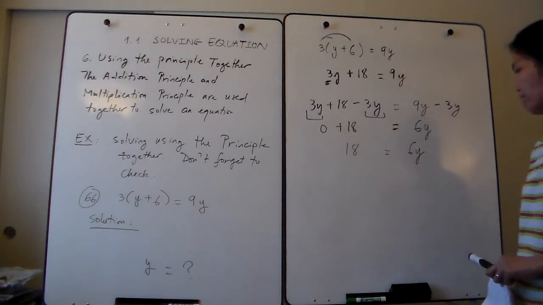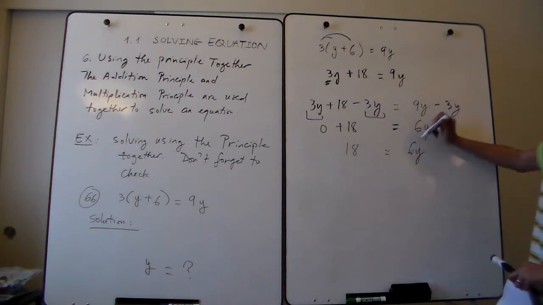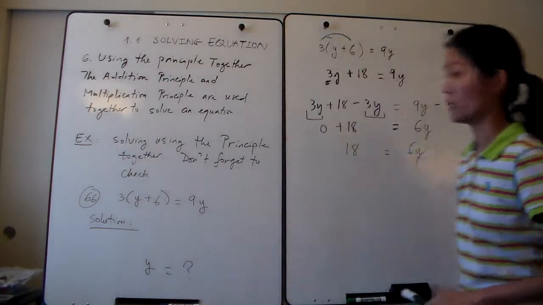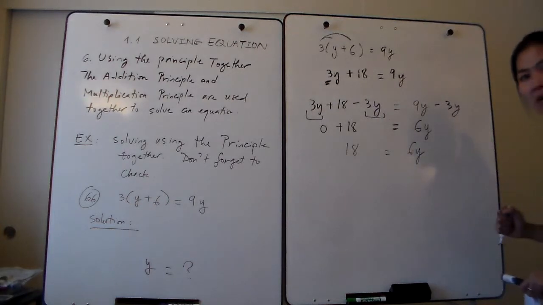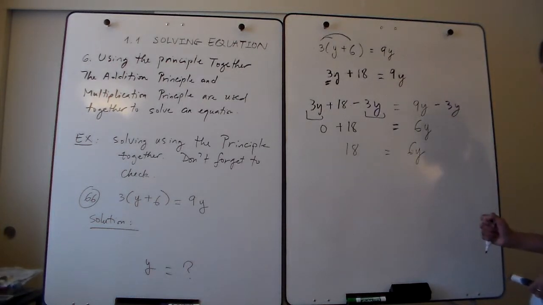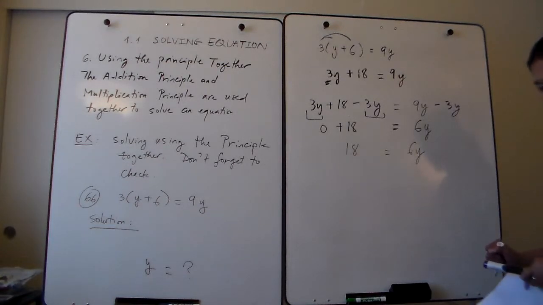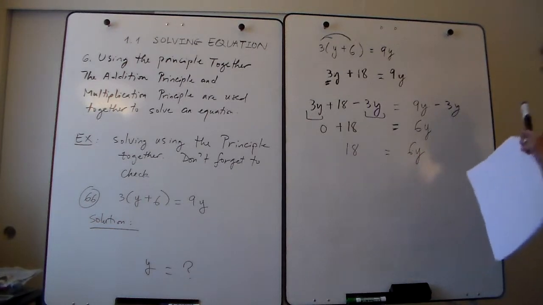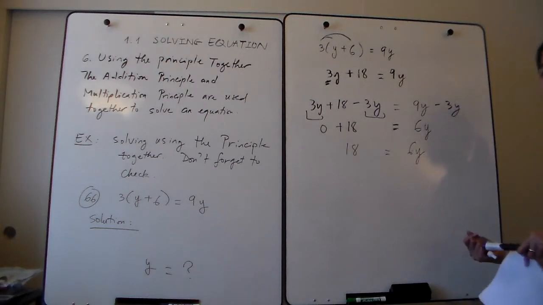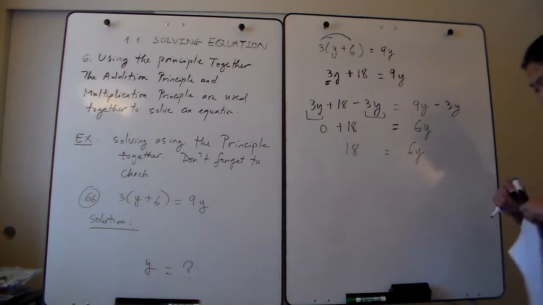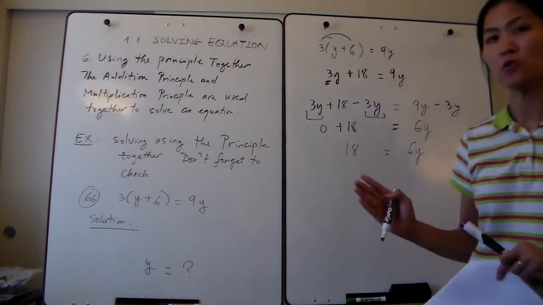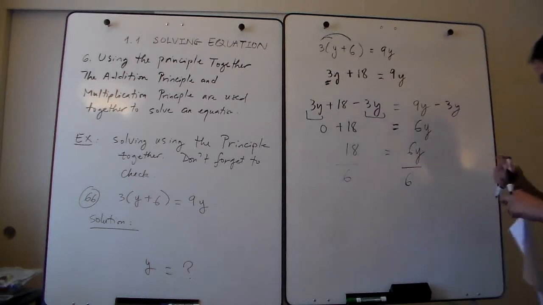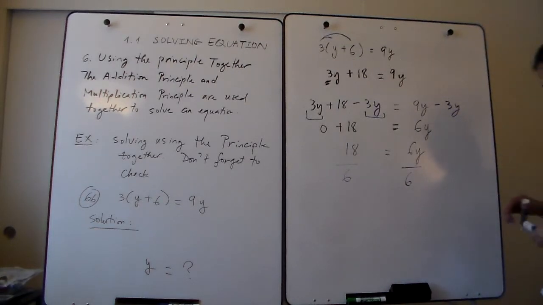Now we need to solve for y. Because this is multiplication, we need to change this coefficient 6 to 1, because 1 times y is y. Do you still remember how we do that? We need to use the multiplication principle. Because this is 6 times y, and the opposite of multiplication is division, look like you are going to use the division. So I'll divide 6 on both sides using the multiplication principle.